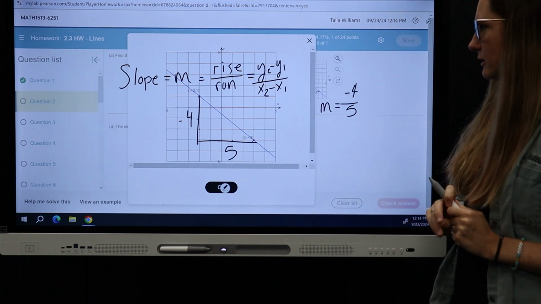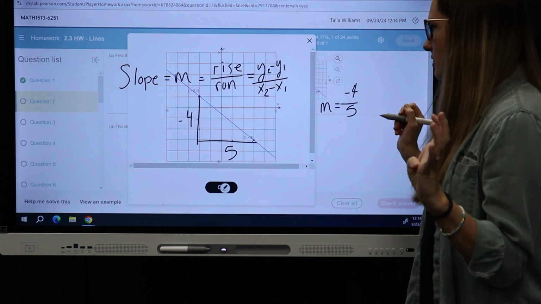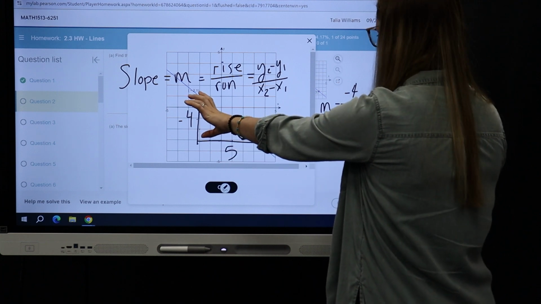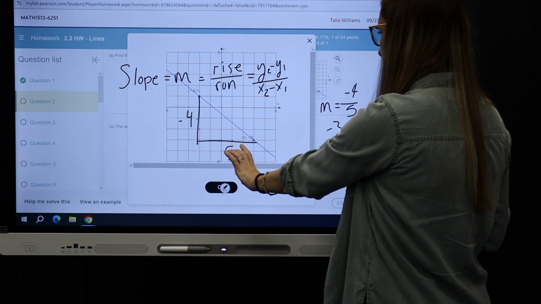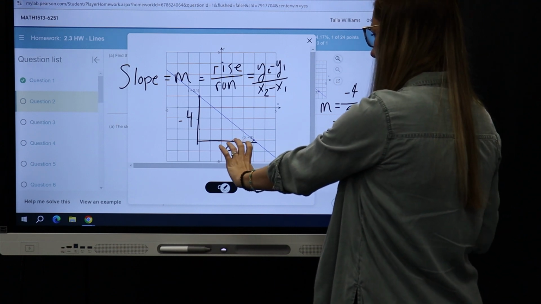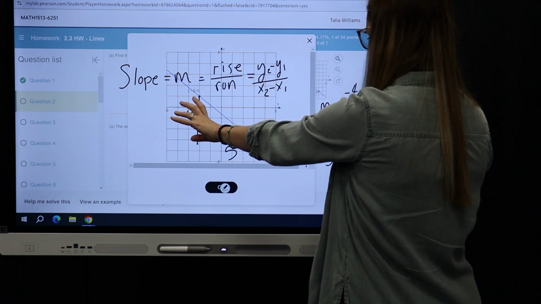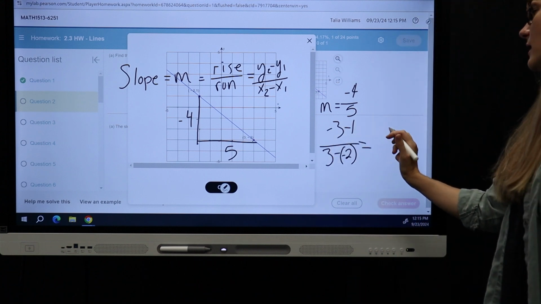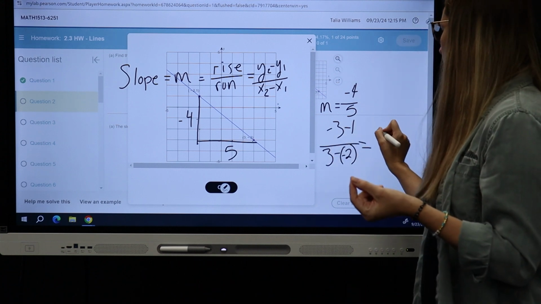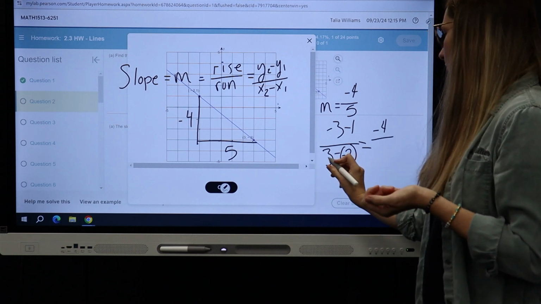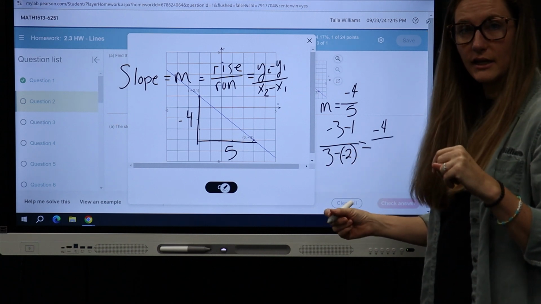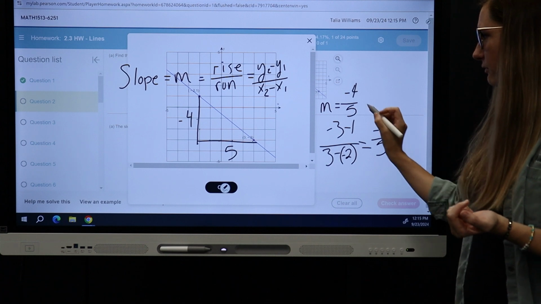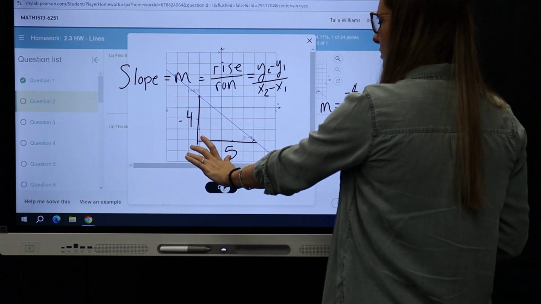Now let's do this one algebraically as well. So if we were going to do y2 subtract y1, we'll do negative 3 subtract 1. And then our x values, x2 is 3, subtract our x1, negative 2. So negative 3 subtract 1, you spent $3, you spent 1 more, so you get negative 4. 3 subtract negative 2, when you subtract a negative, it's adding, so 3 plus 2 is 5. So negative 4/5.